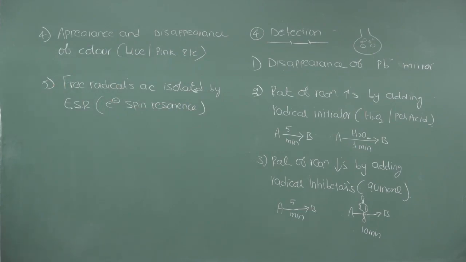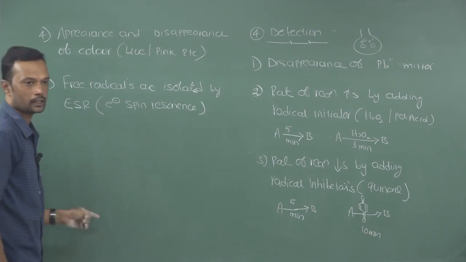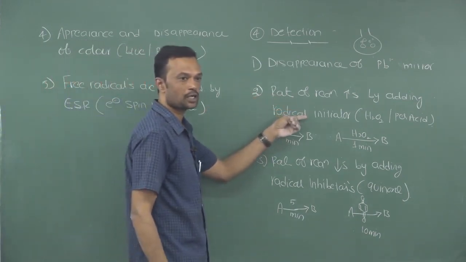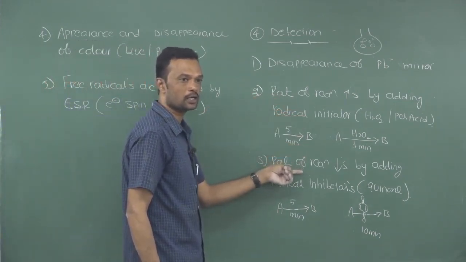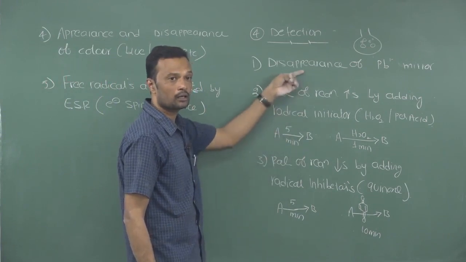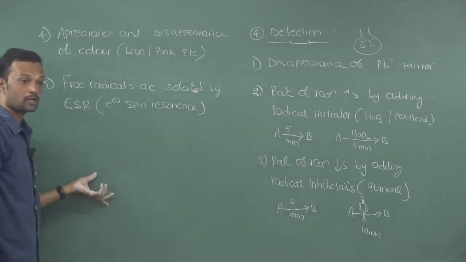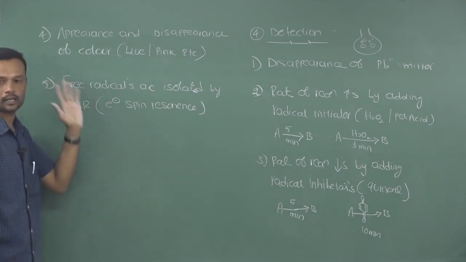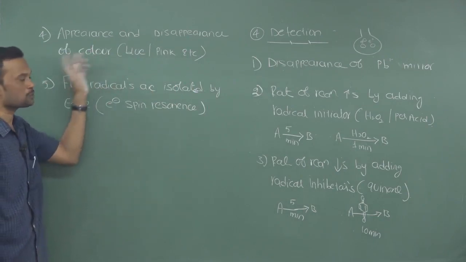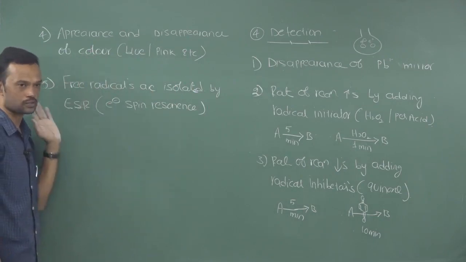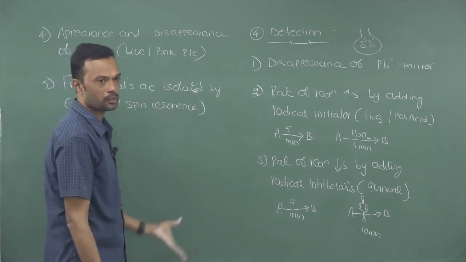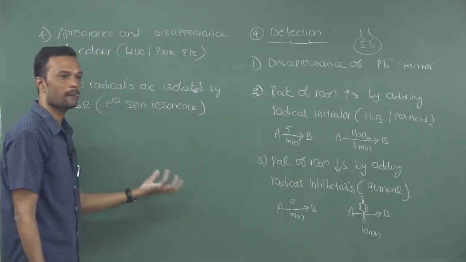So these 5 methods you need to remember to trap or identify a radical. Adding initiators, rate increases. Adding inhibitors, rate decreases. Adding a lead mirror, the mirror disappears. Appearance and disappearance of color is one of the easiest methods to guess a radical. You need to do nothing, simply focus, because the color will come and disappear. That is one piece of evidence that it may be a radical.